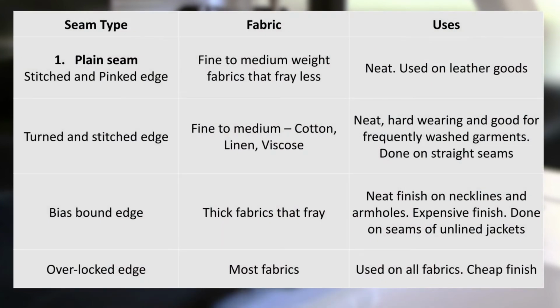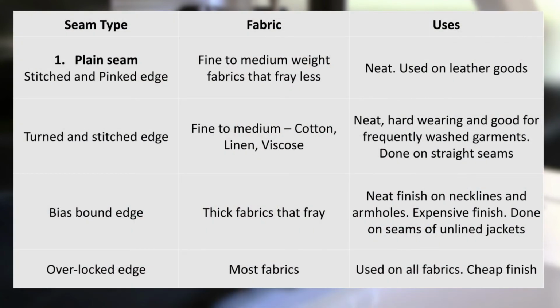Then in the plain seam we also have the turned and stitched edges, and this particular type of plain seam we use for the fine to medium weight fabric like cotton, linen, viscose, and this gives the garment a neat finish, hard wearing, and is good for the fabric which is frequently washed. Like for the daily wear or the casual wear garments, we use this type of stitching. And it is done on the straight seams, like the side seam or the shoulders. Then we have the bias bound edges.